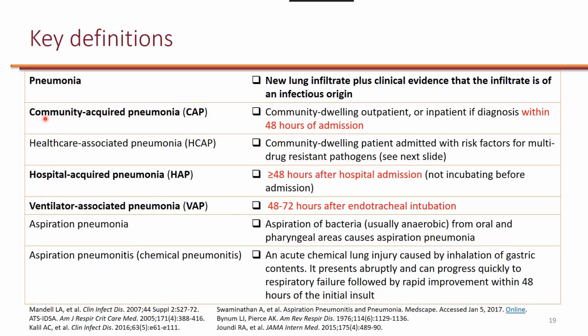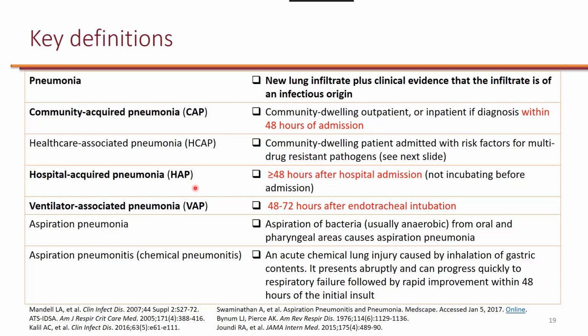Now, by definition, community-acquired pneumonia is pneumonia that occurs outside of the hospital. Even if a patient gets hospitalized, if the pneumonia develops within the first 48 hours of hospitalization, it is considered community-acquired pneumonia. That's because there's an incubation time. For bacteria to grow and cause actual infection, it typically takes some time. So if pneumonia develops within the first 48 hours of hospitalization, that means these bacteria have already been growing. So the origin of these bacteria is from the community, not from the hospital.